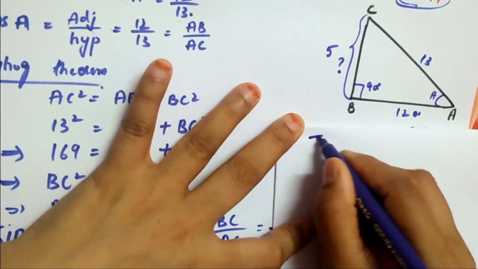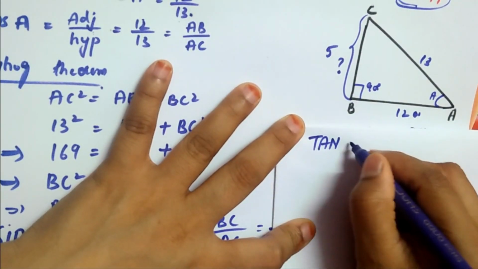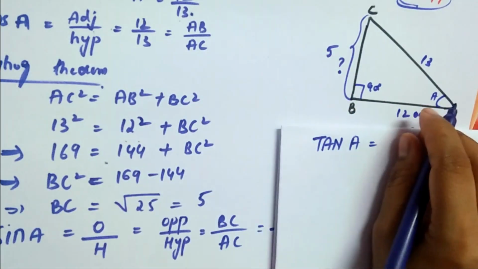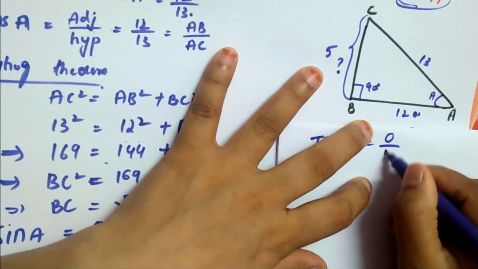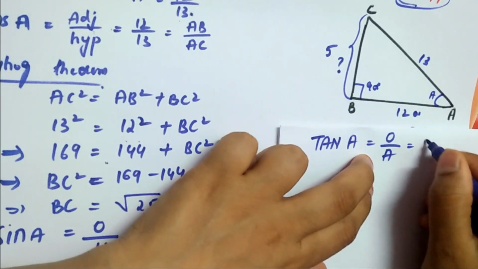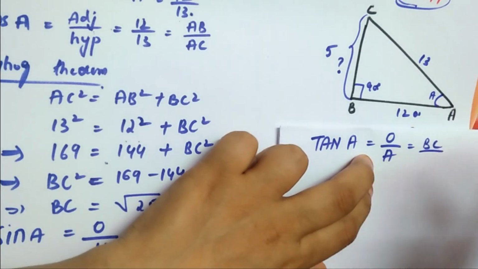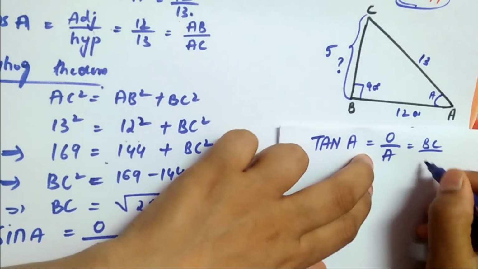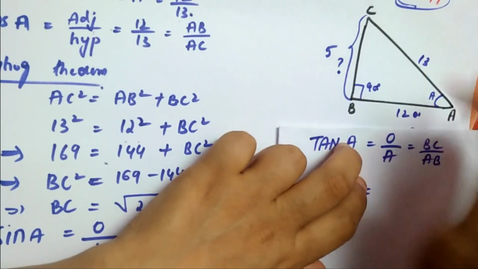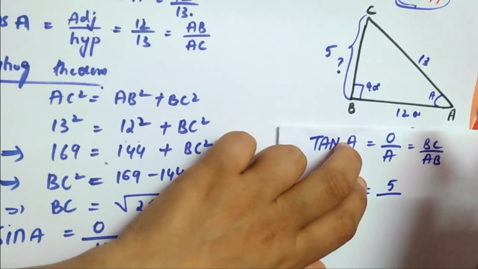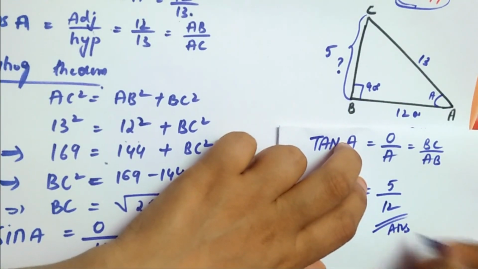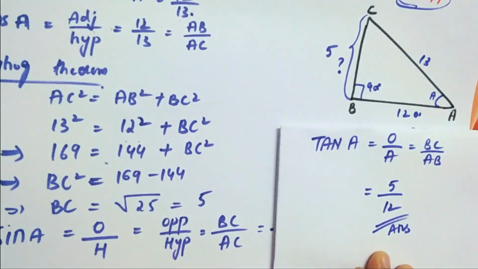Now what is tan A? Tell me the formula of tan. It is opposite by adjacent. What is opposite of angle A? It is BC. And what is the adjacent of angle A? It is AB. We already know BC is 5, and AB is 12. So tan A is 5 by 12. Wasn't it very simple?